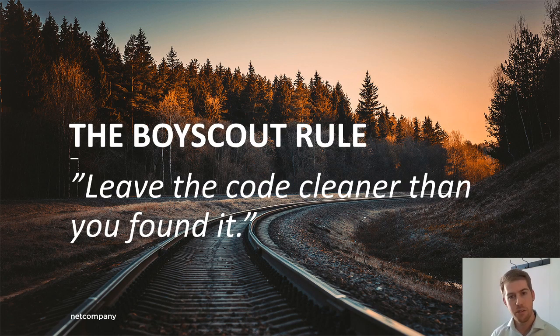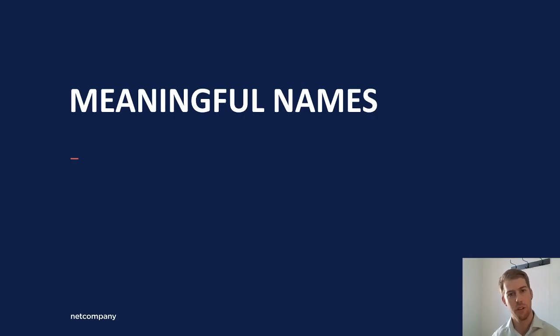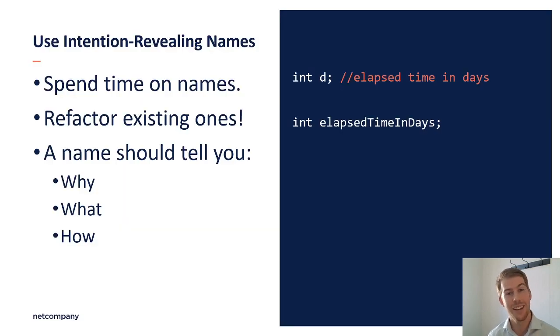But without further ado, I think it's time to head off to our first topic, which is going to be meaningful names. Now, of course, we spend a lot of time giving names to stuff, right? We name classes, functions, variables, pretty much anything, so much time is spent on names. And that's why it would be a nice idea to actually use proper naming.